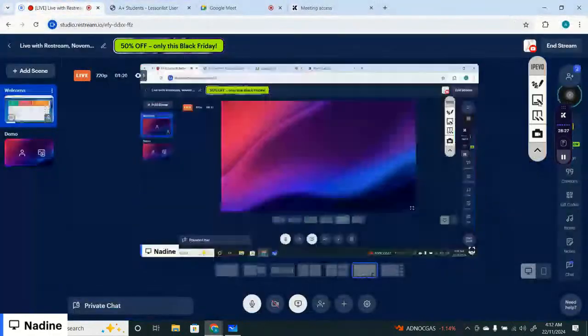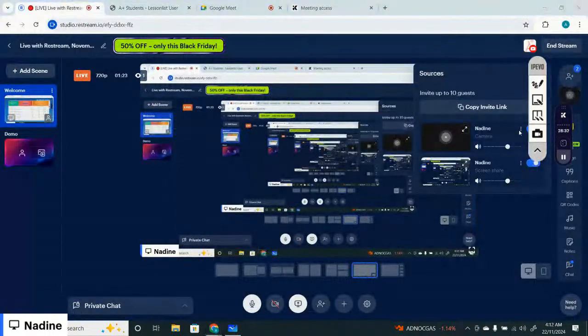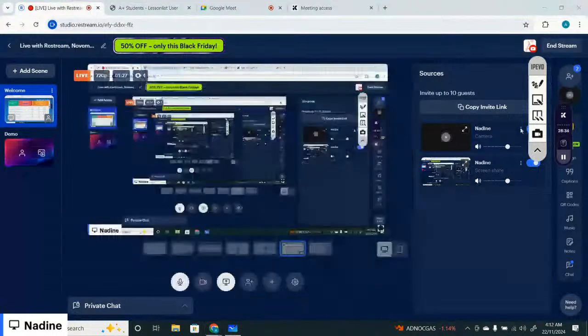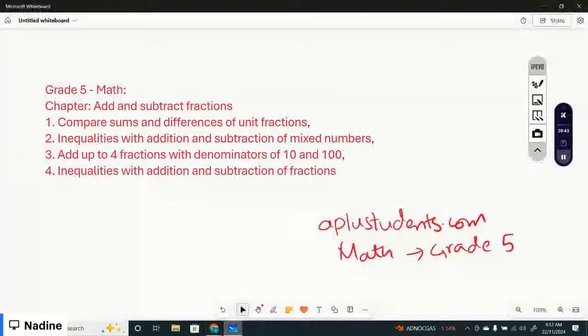The lessons we're going to cover today are compare sums and differences of unit fractions, inequalities with addition and subtraction of mixed numbers, add up to 4 fractions with denominator of 10 and 100, inequalities with addition and subtraction of fractions. So please make sure you have your notebook and pencil so that you can note down the important examples and definitions as well.